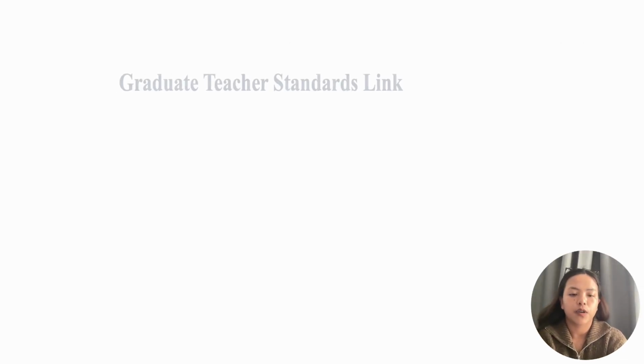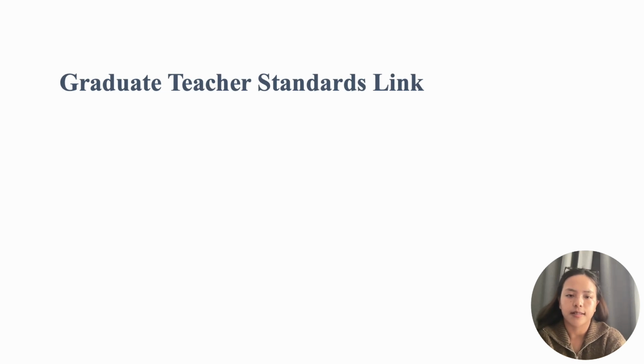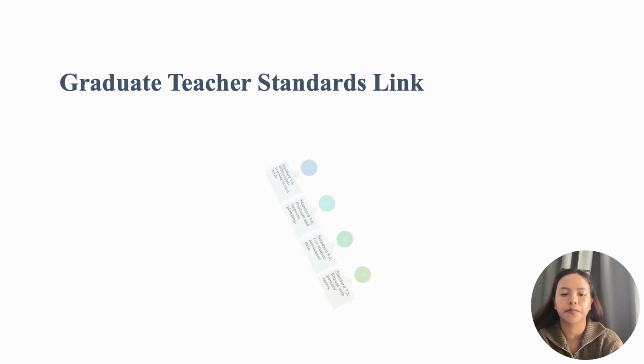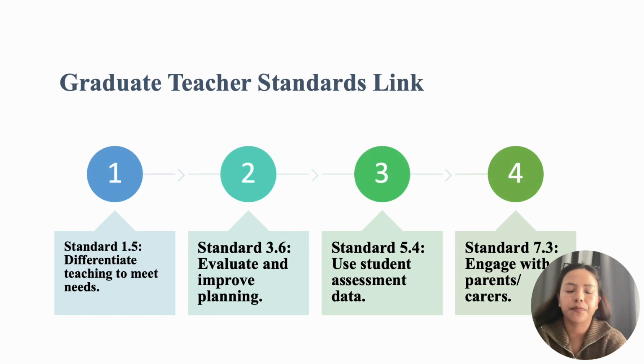So in this slide, we're going to talk about the graduate teacher standards. As an early childhood educator, we don't just plan and teach. We also meet professional teaching standards that help guide our work and support children's learning. So we have four standards here. The first standard reminds us to adapt our teaching to meet the different needs of each child. That means noticing how each child learns best and changing how we support them so everyone can succeed.